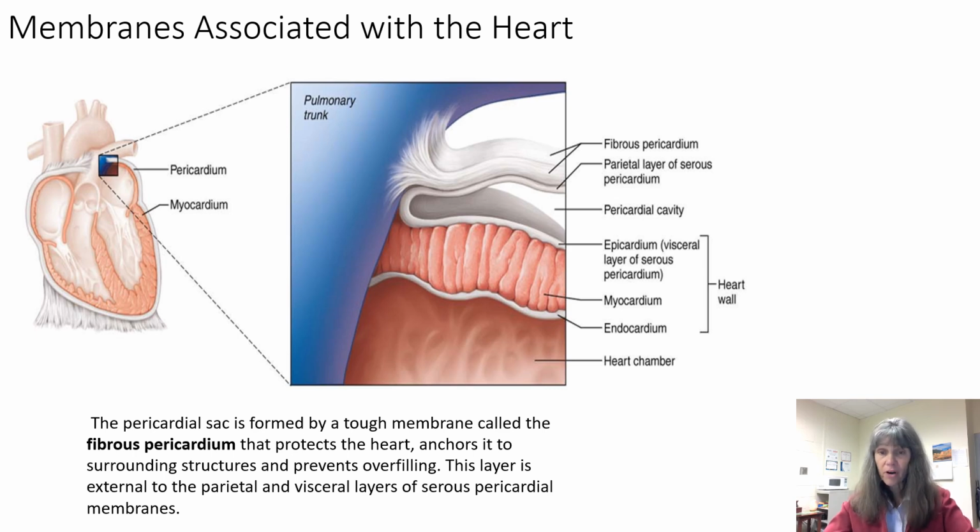which we would call the parietal pericardium. However, the heart has a special outer layer that forms the pericardial or cardiac sac. This is the fibrous pericardium, which is a tough membrane made out of dense connective tissue. It helps protect the heart. It also helps to anchor the heart to surrounding structures, as well as preventing the heart from overfilling. The fibrous pericardium is external to both parietal and visceral layers of serous membranes.